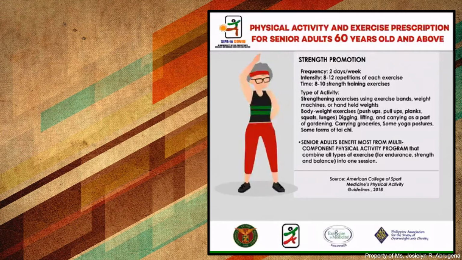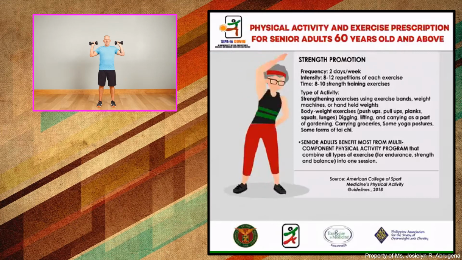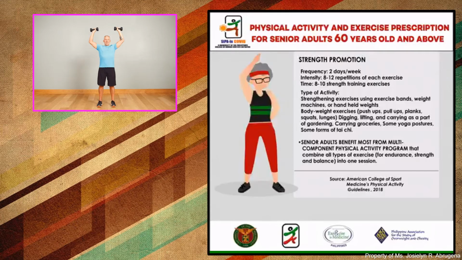Type of activity: strengthening exercises using exercise bands, weight machines, or handheld weights. Body weight exercises like push-ups, pull-ups, planks, squats, and lunges. Digging, lifting, and carrying as part of gardening, carrying groceries, some yoga postures, some forms of Tai Chi.